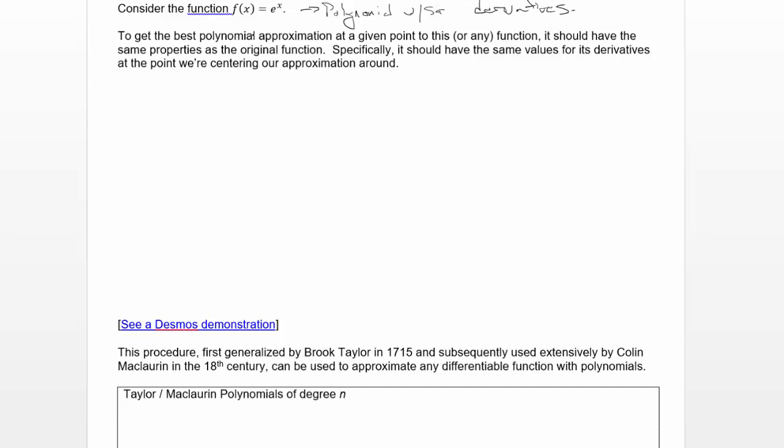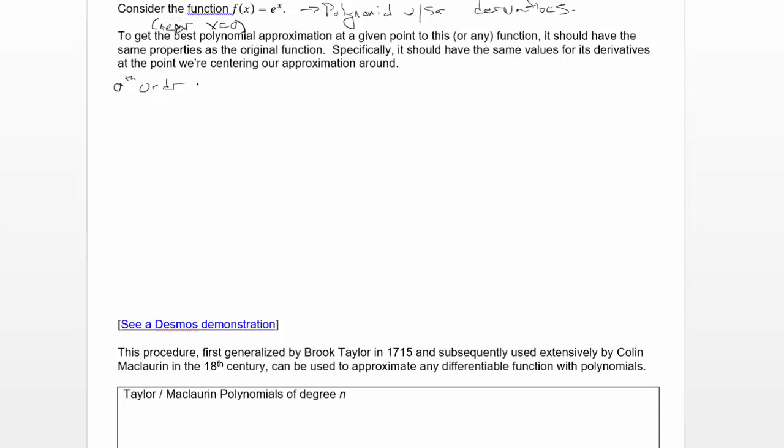So if a polynomial has the same properties as this function, then they should be very similar to each other, and they should give better and better approximations the closer each derivative is. So we'll start with some more and more refined approximations as we go. Maybe we'll start with the zeroth order approximation, and we'll approximate this near x equals 0.